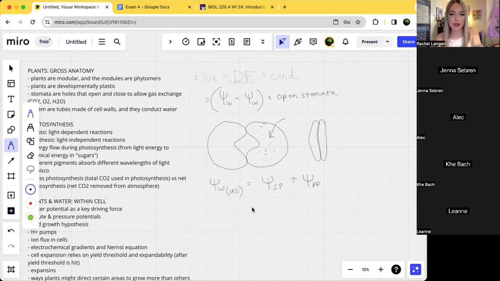And it just so happens that when solute concentration increases, the solute potential decreases. So as you increase the amount of solutes in the guard cell, you actually cause this solute potential to go down. And by doing so, you decrease the water potential. So why does that matter? Because if you measure the water potential inside the cell versus outside the cell, and you make this smaller, what you're doing is increasing this gradient, or increasing the driving force into the cell.